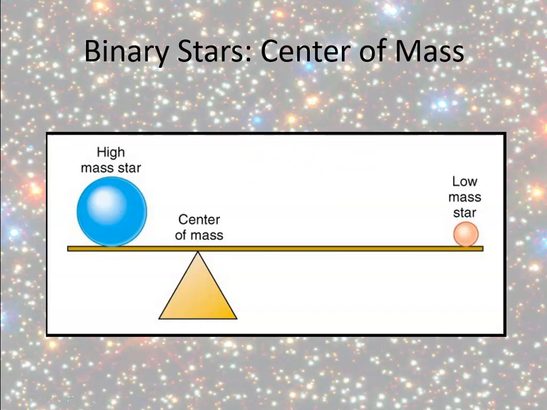Now, a little caveat on that: it only works if you know the angle of inclination of the orbit. The Gaia spacecraft, though, is allowing us to determine a lot of that very precisely now, so that's no longer all that much of an issue.